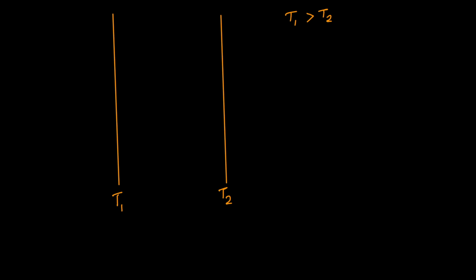The reflectivity of the surface of plate 1 is R1 and that of plate 2 is R2. This is reflectivity. And emissivities are E1 and E2. And we know the relation that emissivity plus reflectivity becomes 1 for opaque bodies.